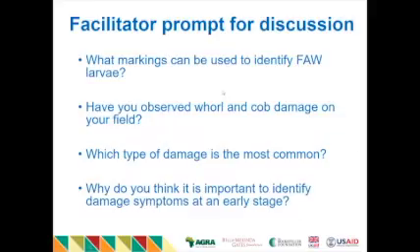So the type of thing that you as a trainer can ask the farmers is, how do you identify fall armyworm larvae? Have you seen cob damage in your field? Because from experience, we know that farmers observe a lot more whorl damage than actually realizes in cob damage later on. Which damage is most common, so that they can start thinking about this. And very important, and this is one of the main messages I think, farmers should know that it's important to identify symptoms at an early stage, which gives them time to intervene.